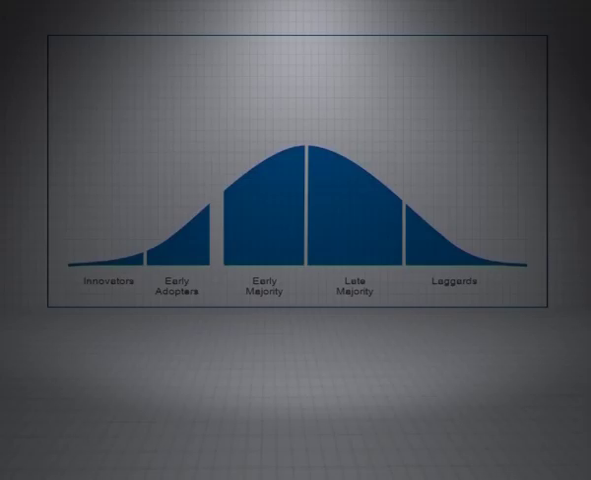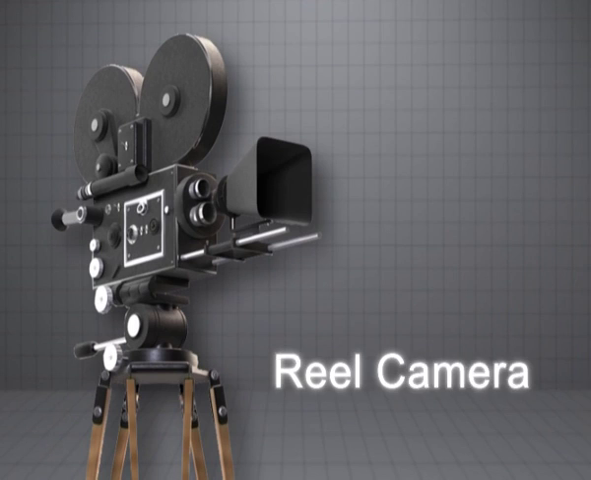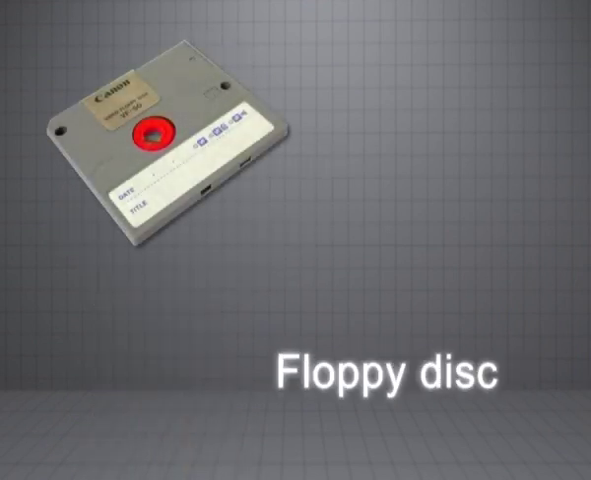The product faces reduced competition as many players leave the market and no new competitor enters the market. Advertising and promotion expenses are also reduced. Customers in this category are the laggards. Examples of products in the declining stage are VCR, video recorder, reel camera, and floppy disks.